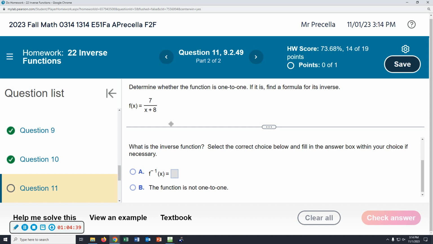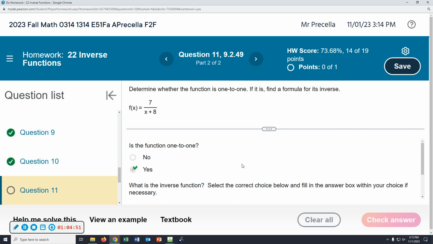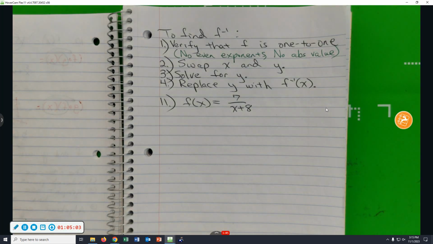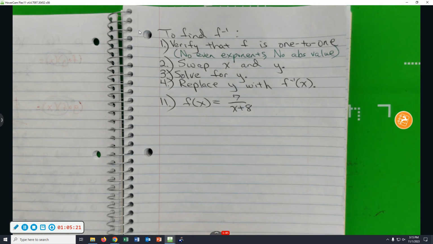So, number 11. Okay. We've already decided that it's 1 to 1. There's no even exponents. There's no absolute value bars. So now we're going to go through those steps to find a little formula for the inverse. And notice how they have that f inverse of x equals. That's why I was saying this fourth step you really don't have to do. Once you solve for y, the thing on the other side is going to be what you write in the box. So this is really just a 3-step process. And we've already said no even exponents, no absolute values, so f is 1 to 1.